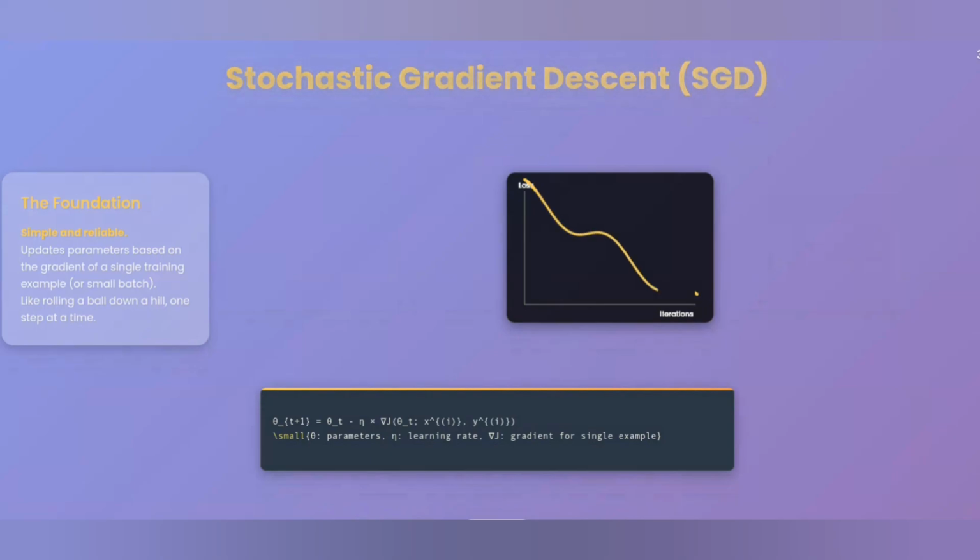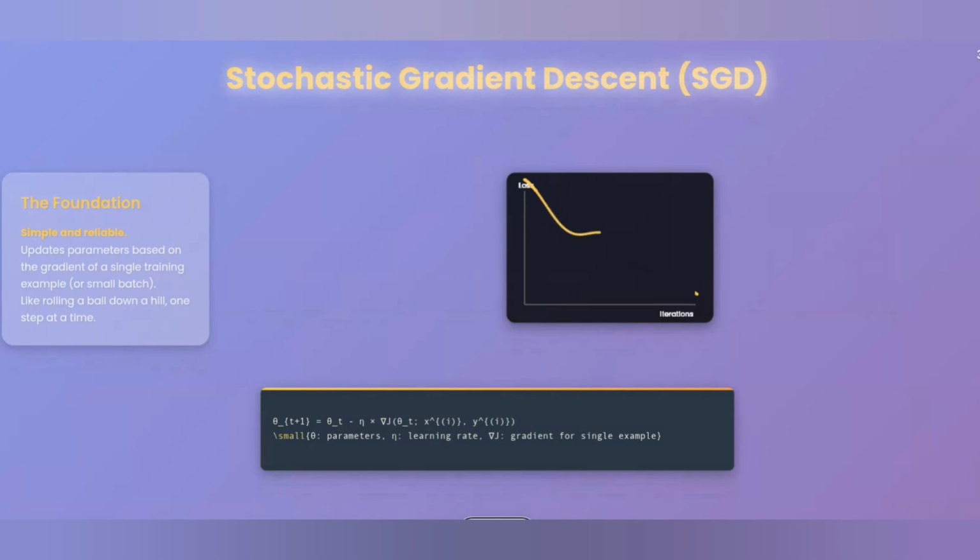The animated graph shows SGD's path. Notice how it takes consistent, steady steps. It's reliable, but not always the fastest. SGD can get stuck in local minima and sometimes oscillates back and forth instead of making smooth progress. But here's the thing. SGD is still widely used because it's stable, predictable, and works well for many problems, especially when you have a lot of data.